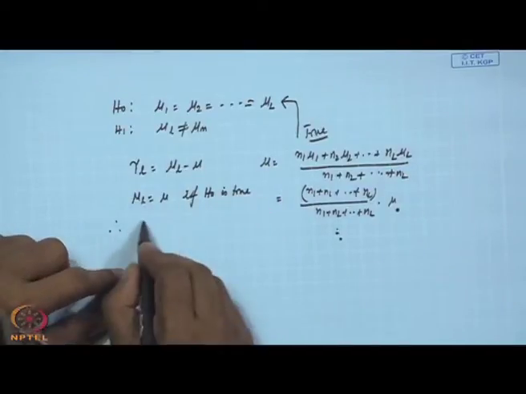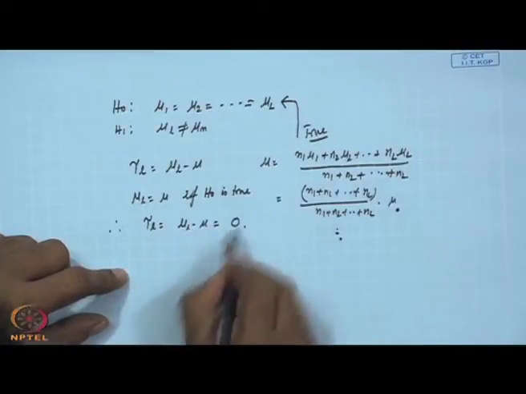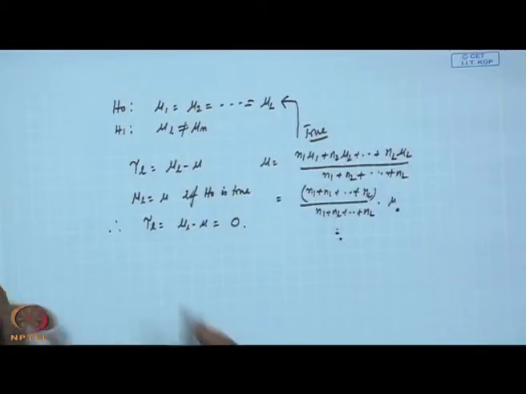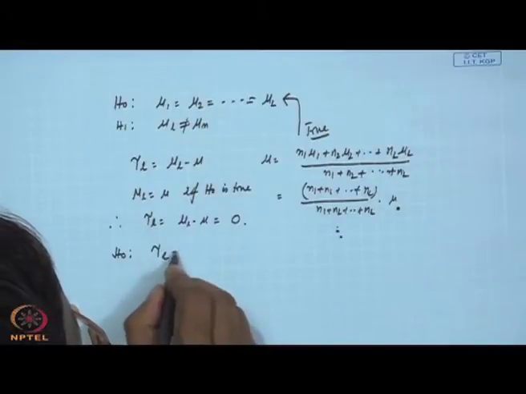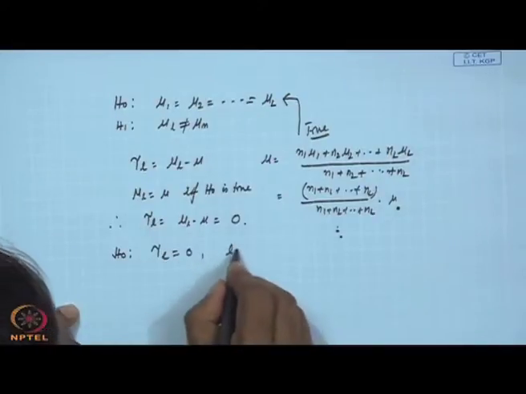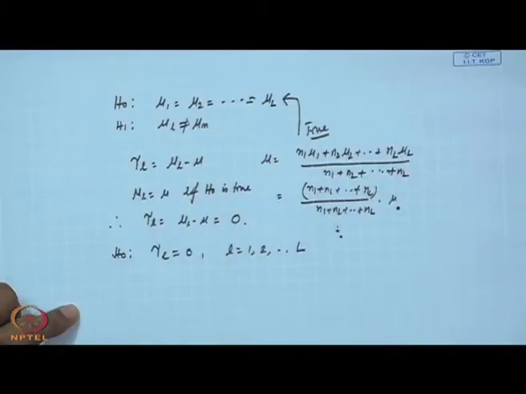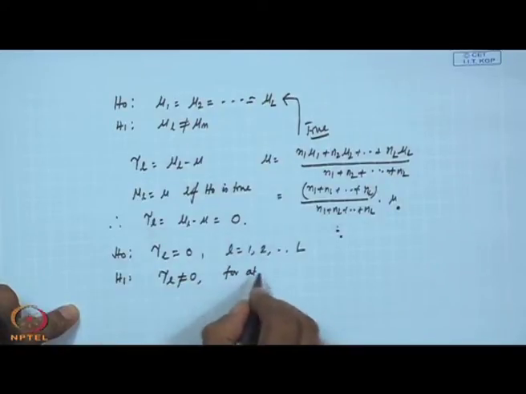which indicates tau L equals mu L minus mu equals 0. That means we can create the null hypothesis like this: tau L equals 0, for L equal to 1 to capital L, and your alternate hypothesis will be tau L not equal to 0 for at least one L.